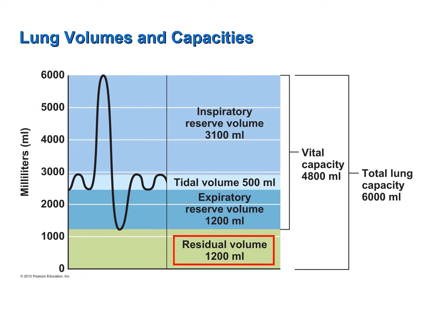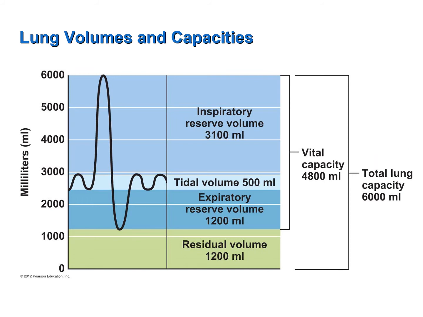If we take the vital capacity and we add to it the residual volume, then we have your total lung capacity. So that's the total amount of air that your lungs can hold. So in other words, if you took a maximum inhalation, the total amount of air in your lungs would be the total lung capacity. That would include the inspiratory reserve volume, the tidal volume, the expiratory reserve volume, as well as the residual volume.